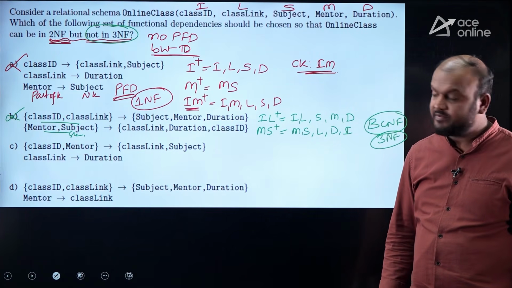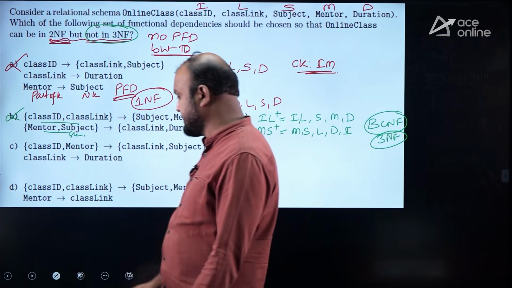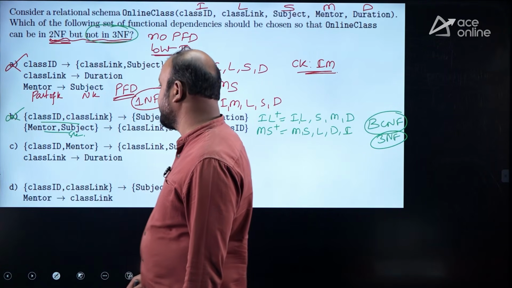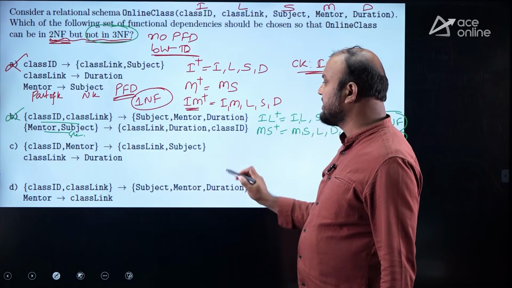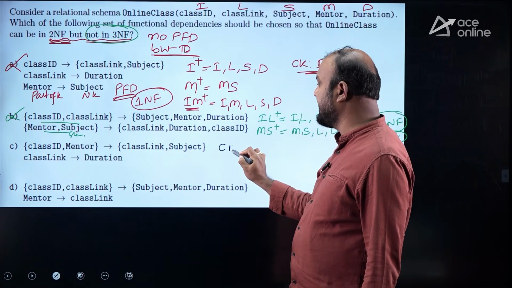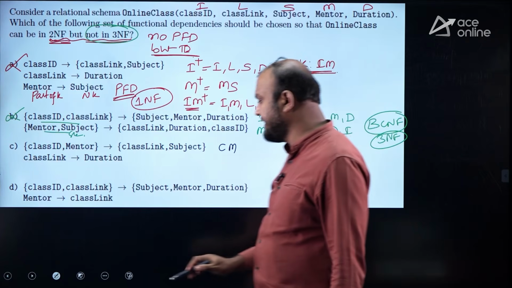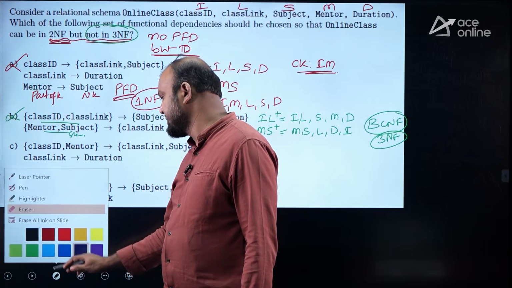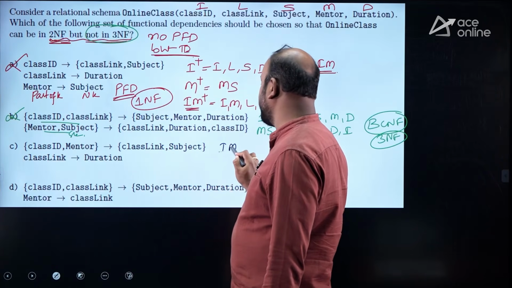33% of the students selected option C. Okay, check if option C is correct or not. I'll write with some dark color. Here, class ID and mentor. If I take the closure of class ID and mentor, that is going to be a key.